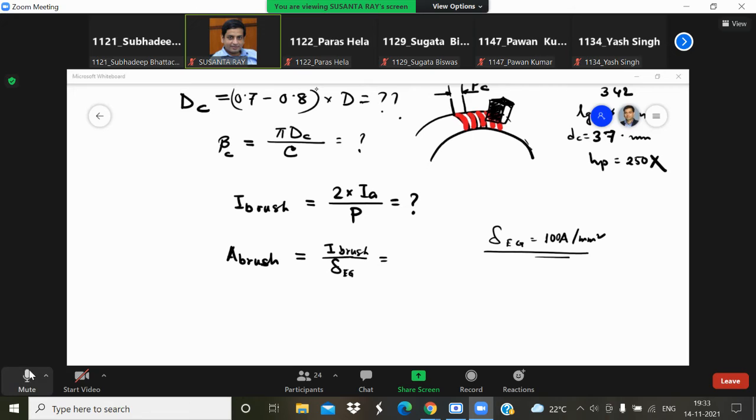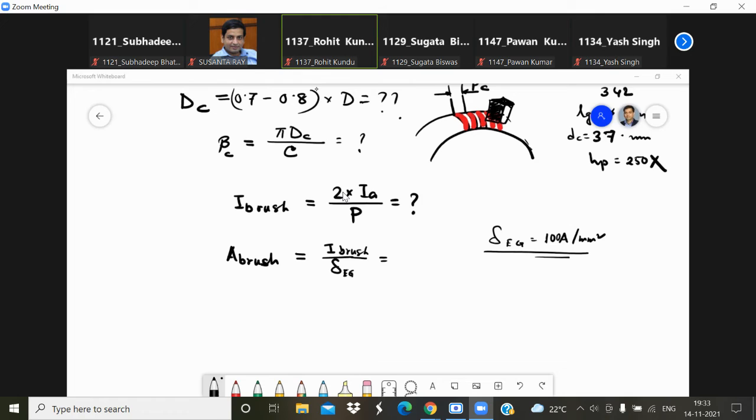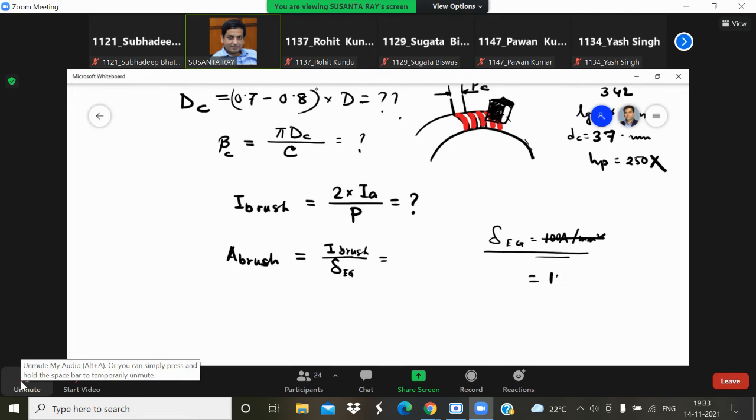Just a minute, 1 minute. You said 10 ampere per centimeter square. That you can take. So better you take 10 ampere per centimeter square. That I told later.